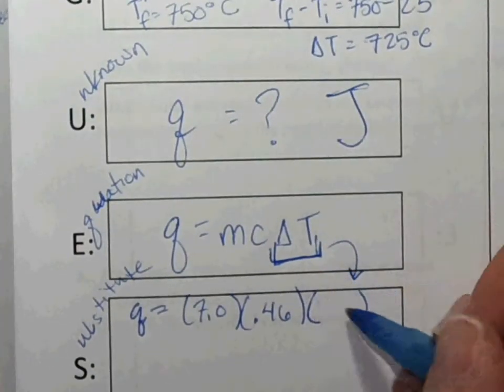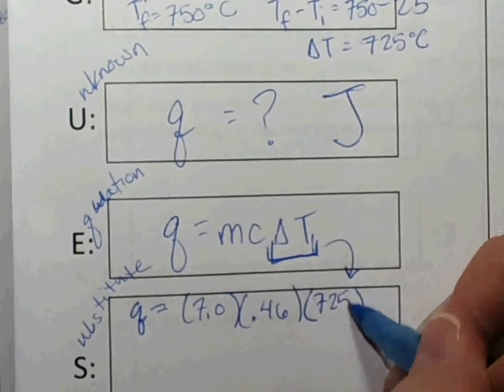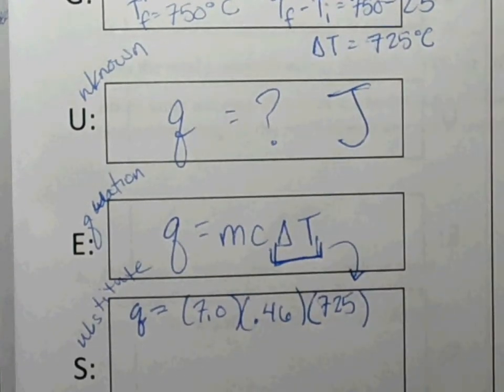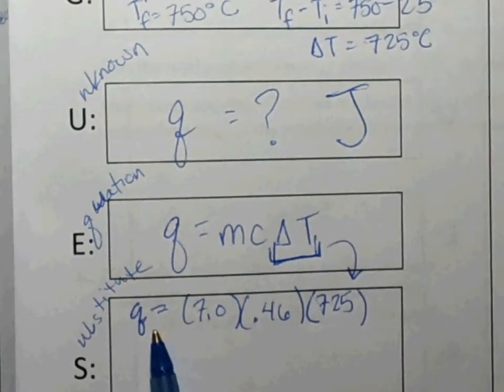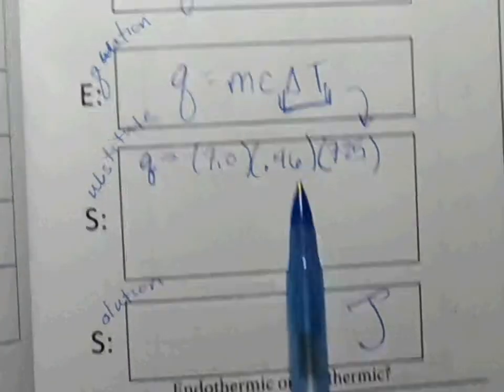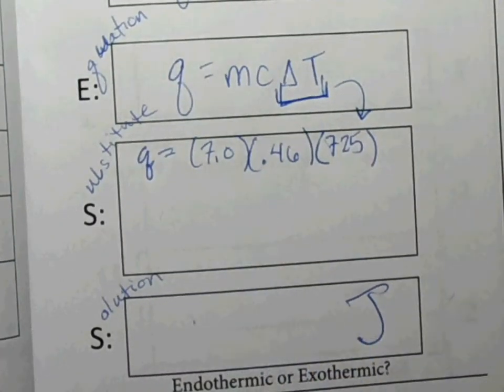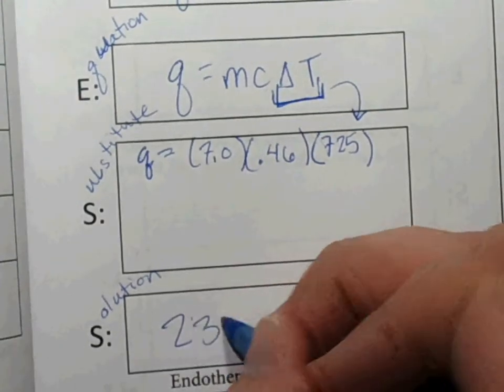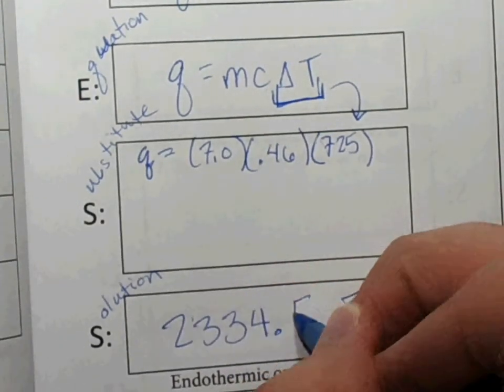So the delta T that I'm going to plug in is 725. You do not have to change things to Kelvin for this unit. You can leave it in Celsius. You do not need Kelvin for this unit. Now to solve for Q, all we have to do is multiply these three numbers. So you can even use a calculator, because I am so generous. I'm not even asking you to do this by hand. 7 times 0.46 times 725 is 2,334.5 joules.